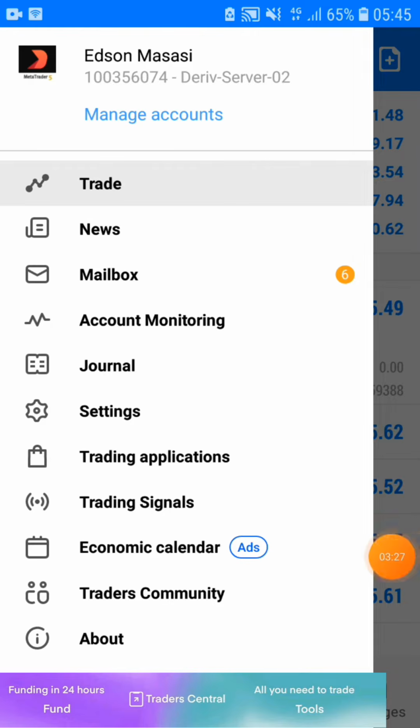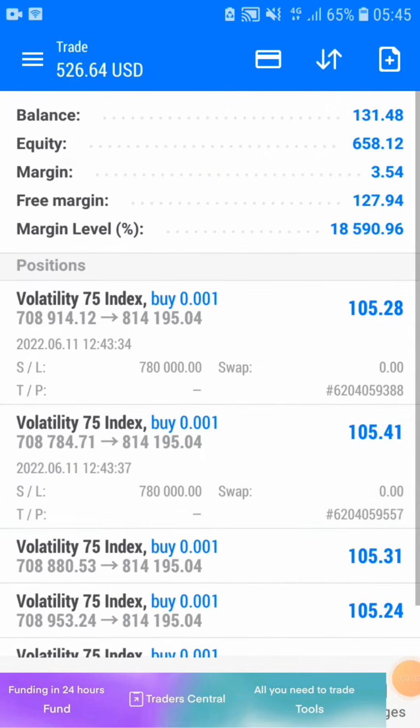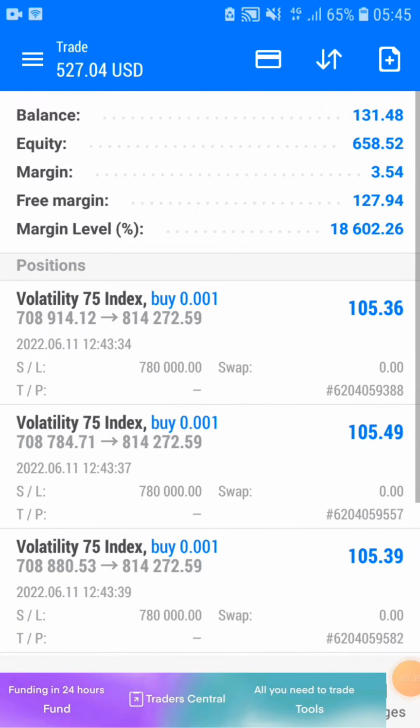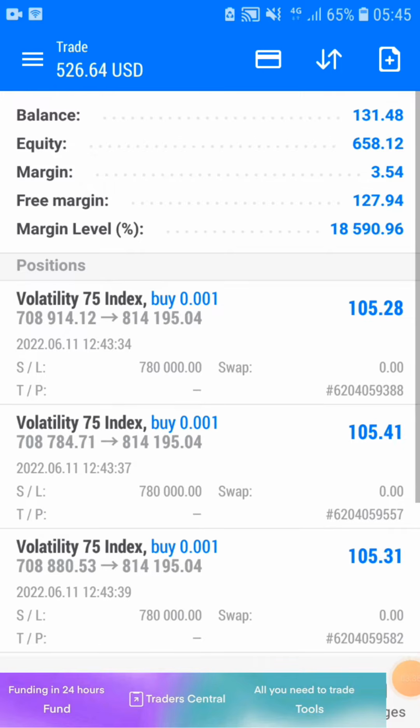Some people with little knowledge or ego may argue that I was only able to do this because I used massive lot sizes and that I was probably gambling. Well, to clear that out, with the VIX 75 index, a lot of 0.001 is the very least lot size that even a person with a $5 account can trade with. In this video, I'm going to share some techniques that I used to capture this massive trade opportunity, which I believe will also help you in the future.